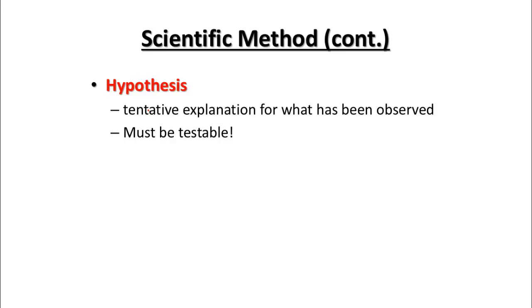A hypothesis is a tentative explanation, and when something is tentative, it means it's kind of temporary. It's like your temporary explanation for what has been observed, and you're trying to explain what's happening there. And then basically a hypothesis must be a testable statement, so that way you can test it in an experiment.